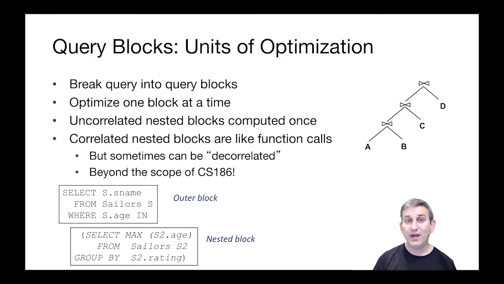Again, rewriting can help us sometimes. Sometimes you can decorrelate a correlated subquery and then flatten it and turn it into a bunch of joins that the optimizer can treat as one big query block. Query decorrelation is beyond the scope of this class. It's a cool topic, but a bit esoteric, so we won't go through it here.